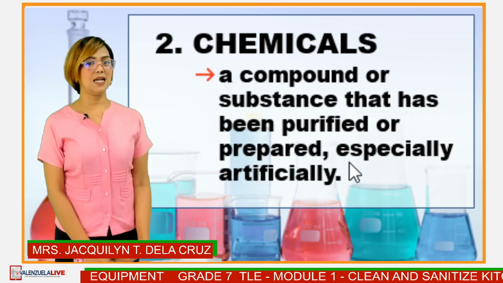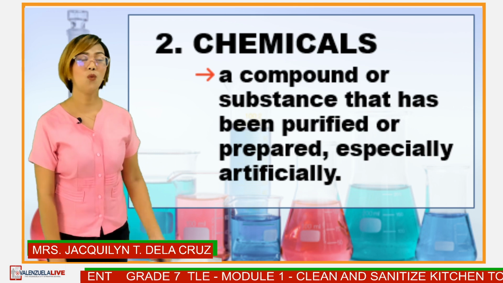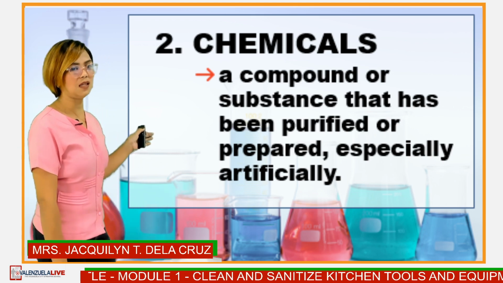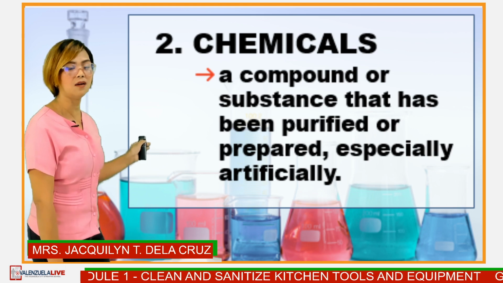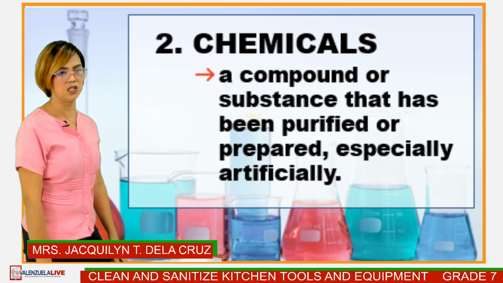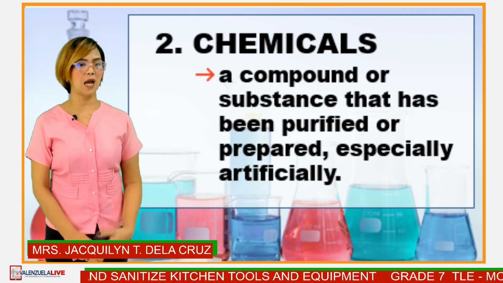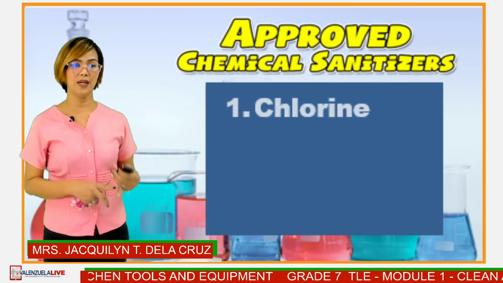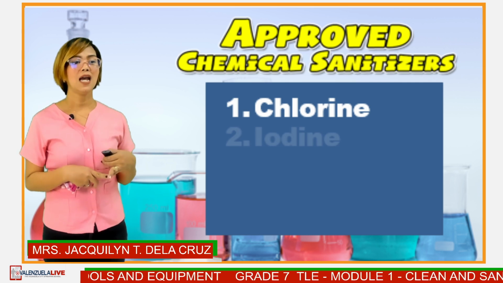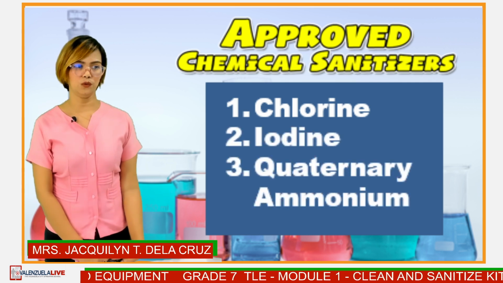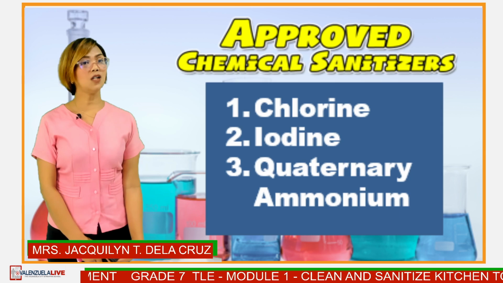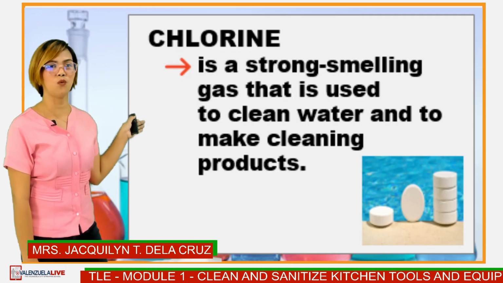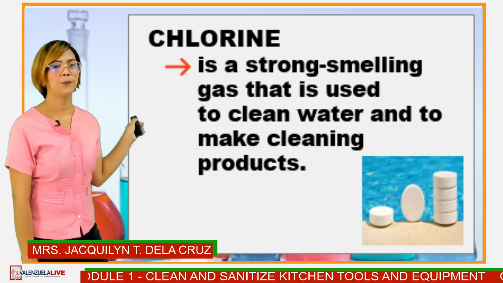Second method of sanitizing is the chemical method. What is a chemical? Chemicals are a compound or substance that has been purified or prepared, especially artificially. There are 3 approved chemicals that you can use in sanitizing. We have chlorine, iodine, and quaternary ammonium. Chlorine is a strong smelling gas that is used to clean water and to make cleaning products.